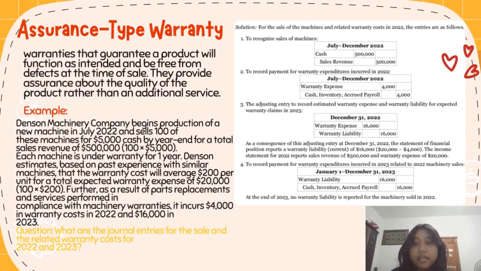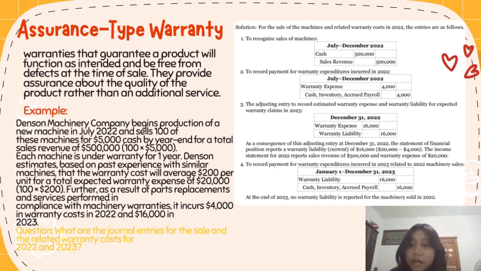For example, Denson Machinery Company begins production of a new machine in July 2022 and sells 100 of these machines for $5,000 cash each, for a total sales revenue of $500,000. We multiply 100 by $5,000. Each machine is under warranty for 1 year.